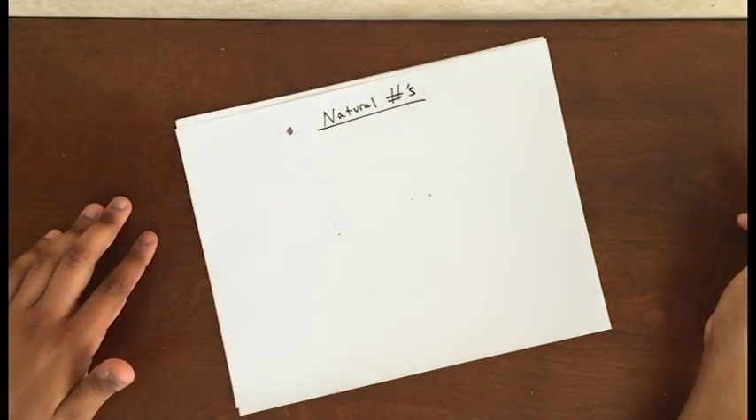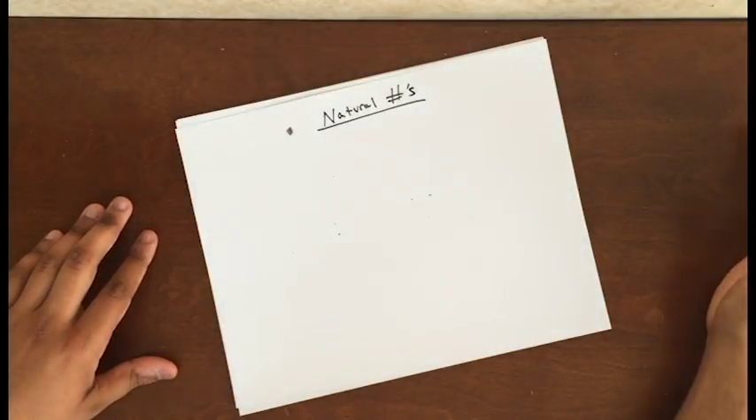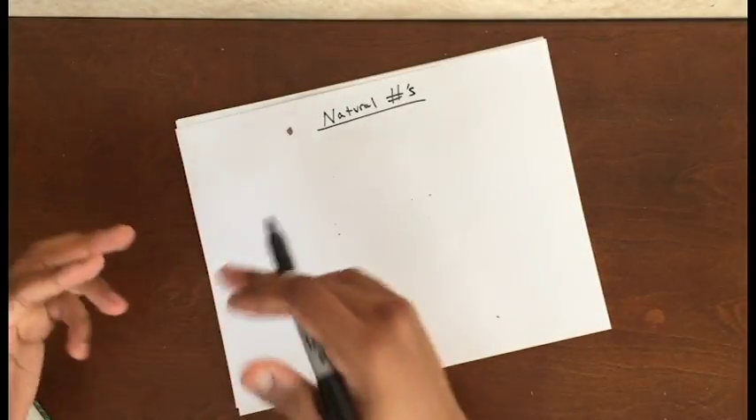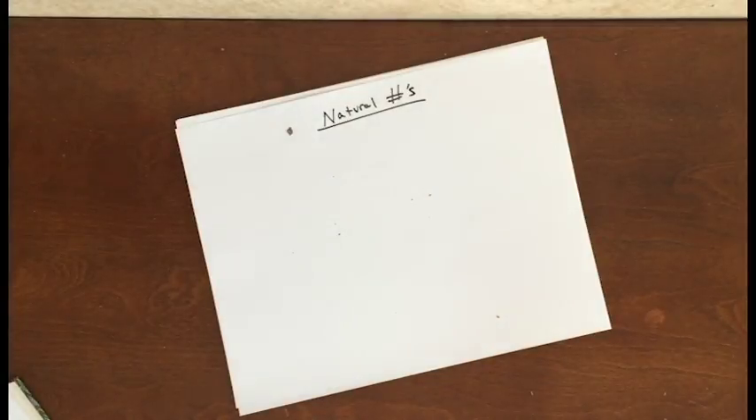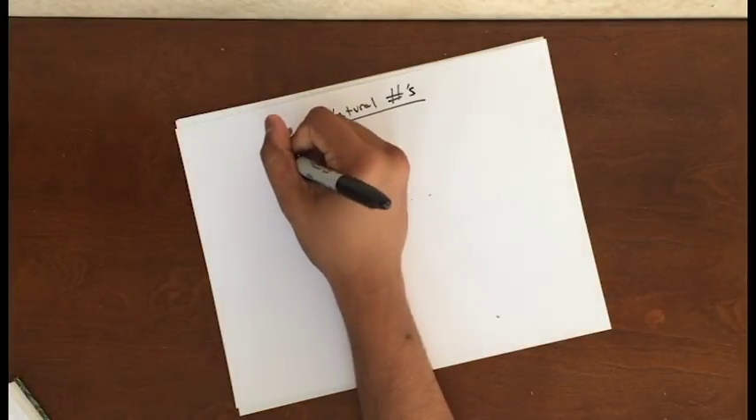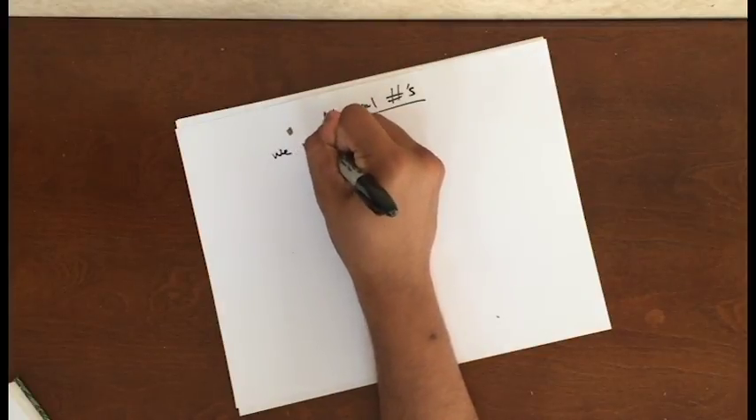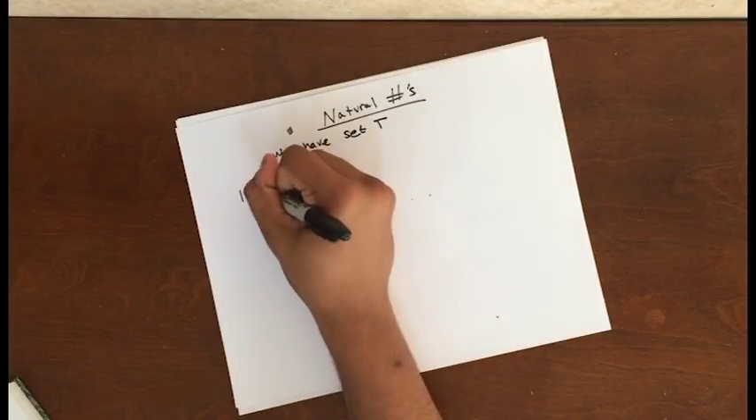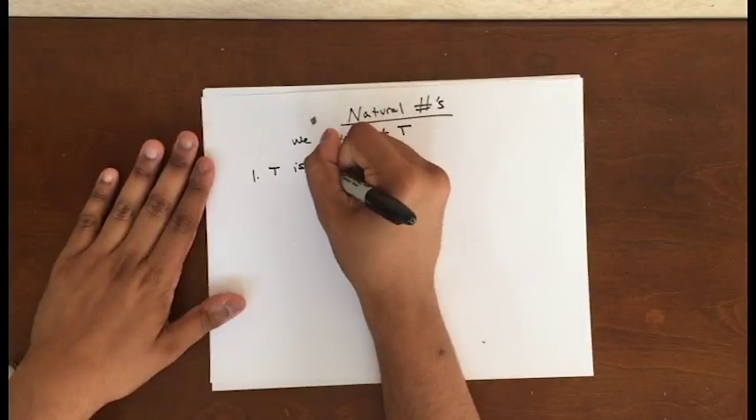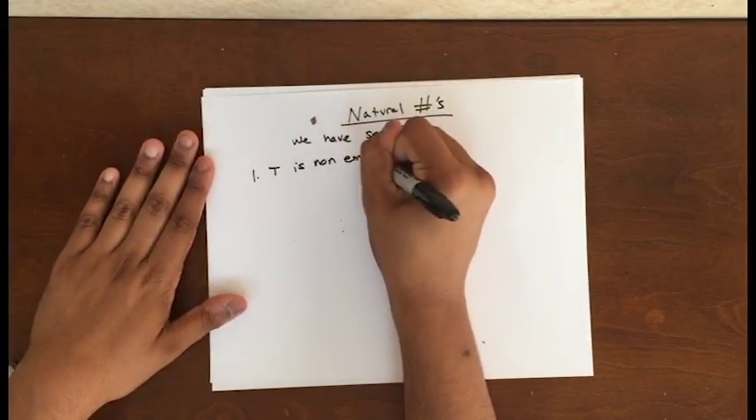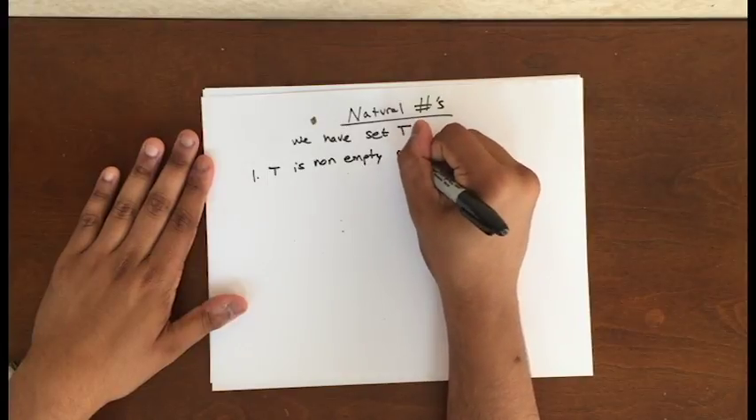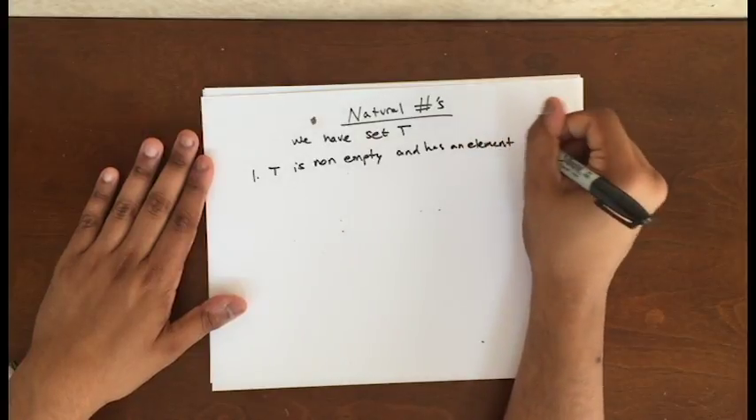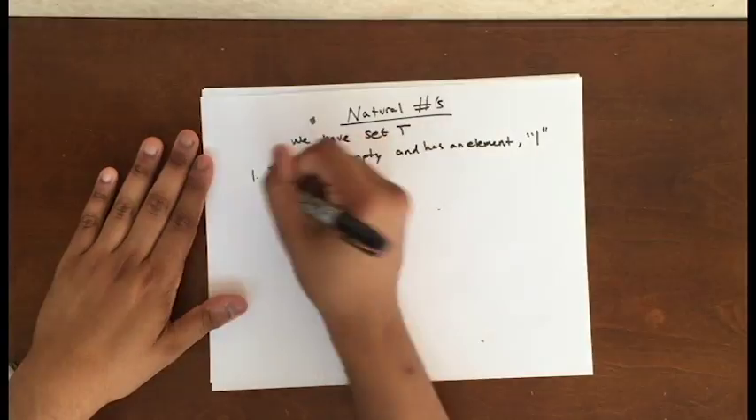So the axioms for the natural numbers, once I lay them out, we'll be able to construct a set that contains all of the natural numbers that you're familiar with, 1, 2, 3, and so on, all the way up to infinity. So let's say we have a set T, for which 1, T is non-empty and has an element we'll call 1, okay?